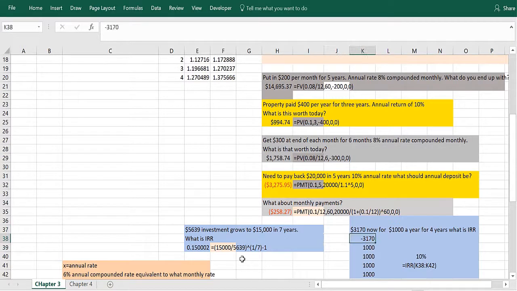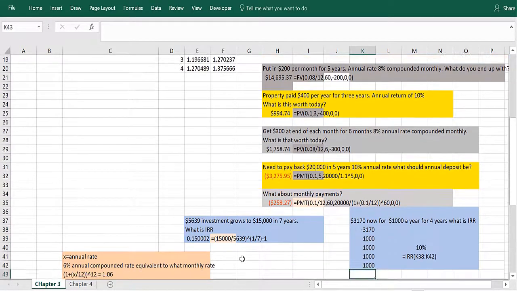$3,170 now, and you get $1,000 a year for 4 years. What's the IRR? These are not really compounding problems, but they're good problems. So you do IRR, and you might have to put a guess in there, but you get 10%.